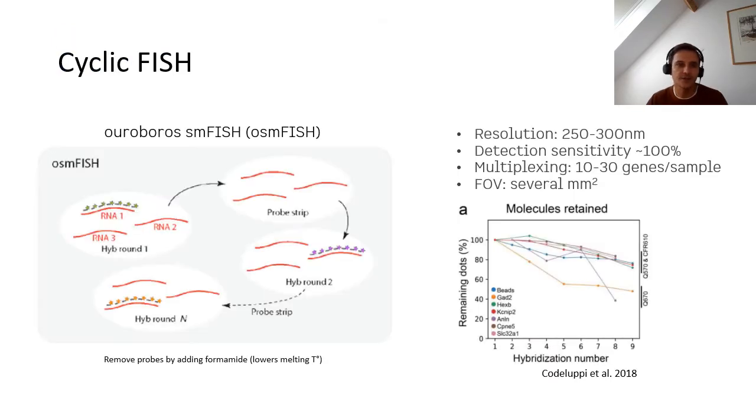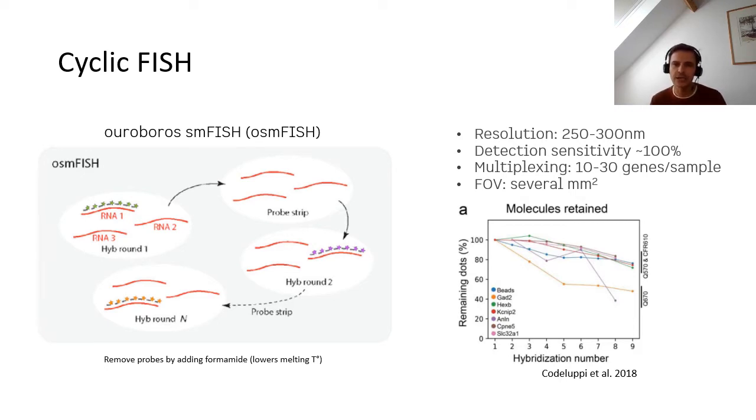The first class is called cyclical FISH. It's based on single molecule FISH, but instead of just interrogating 3 or 4 individual genes per sample, you image those, then strip away the probes and rehybridize a new set of genes in a next imaging cycle. And you repeat this process, which was first demonstrated by OSM FISH, until you have enough genes per sample. So this allows you to really go for higher multiplexing.